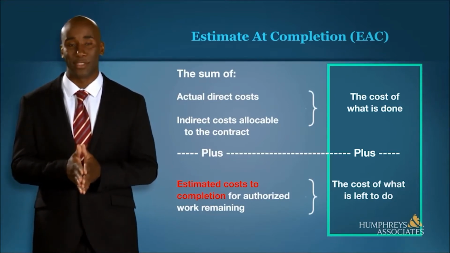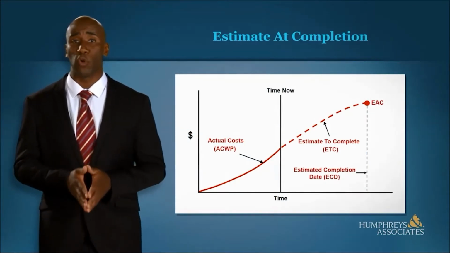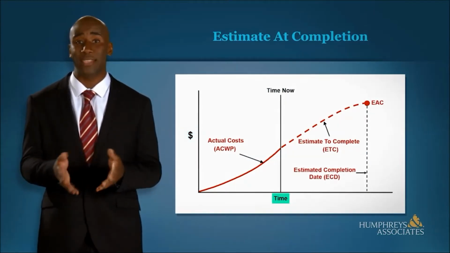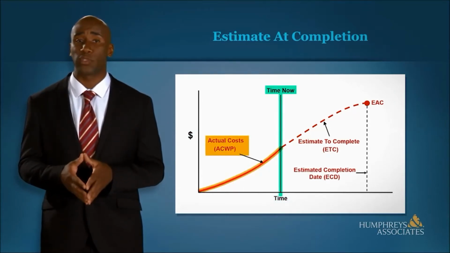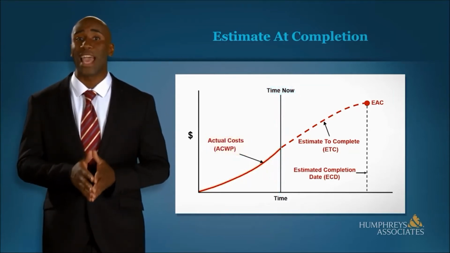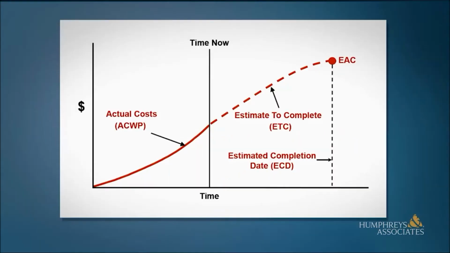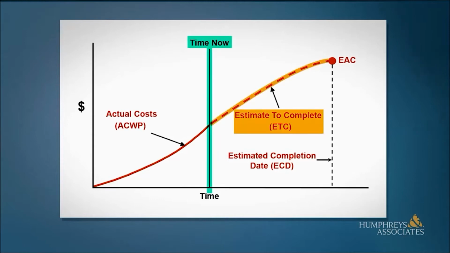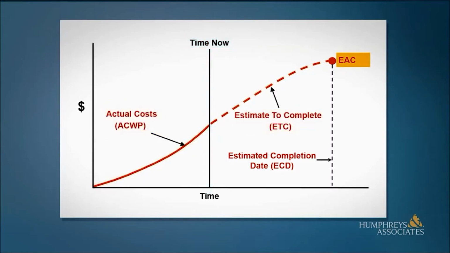Another way to look at it is like this. This chart shows resources on the y-axis and time on the x-axis. Actual costs, ACWP, have been recorded through time now. We want to calculate the EAC, an estimate at completion. The point of the exercise is to determine what remains to be done and then create an estimate to perform that work, just as was done at the beginning of the project. And, of course, once the estimate to complete, ETC, is determined, that is added to what has already been spent, ACWP, to get the EAC.